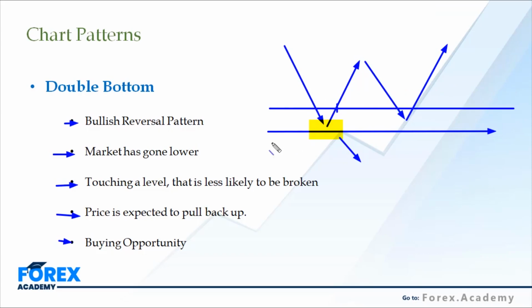So it means that what we can do here is take a buy position, probably here, like this. There is going to be our stop loss. The stop loss needs to be below the previous low, or below the double bottom level. So we can take a buying position like here.